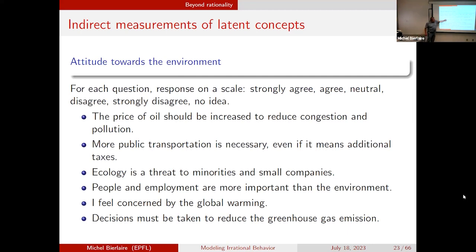So the price of oil should be increased to reduce congestion and pollution. More public transportation is necessary, even if it means additional taxes. Ecology is a threat to minorities and small companies. People and employment are more important than the environment. I feel concerned by global warming, and decisions must be taken to reduce the greenhouse effect.